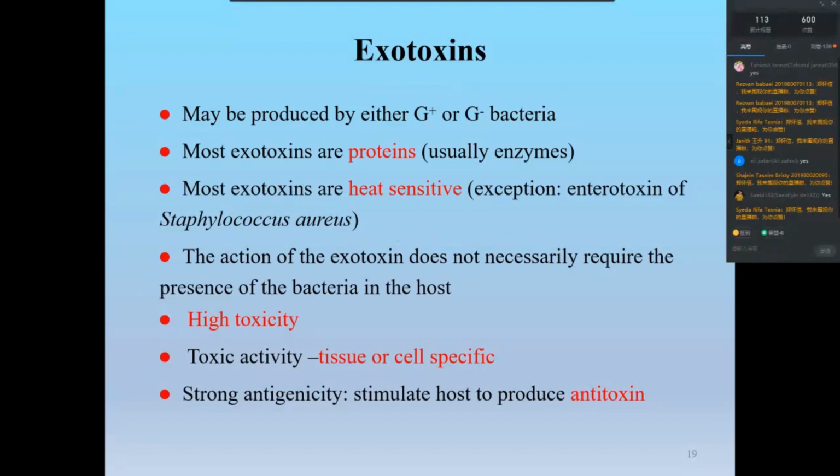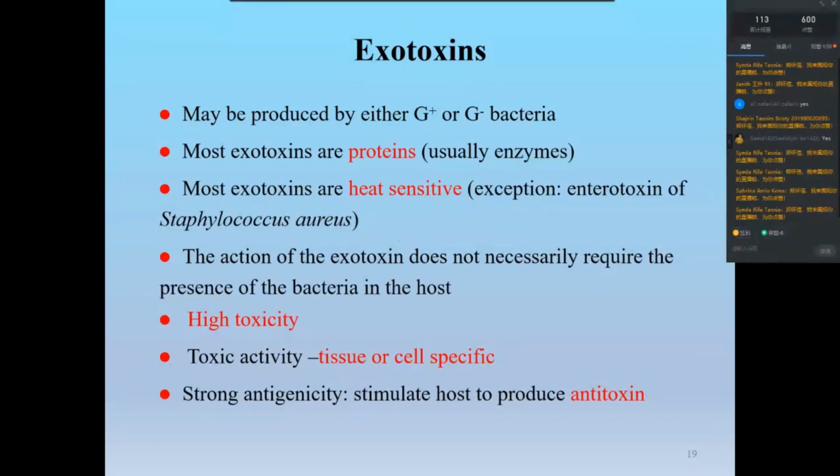Like some time ago, there was a news story in China. A family got food poisoning, and I think four out of six people in that family were killed. That was because of some exotoxin, because the food was not fresh, and some type of bacteria grew in that food and released exotoxin. Even though they cooked the food thoroughly and killed the bacteria, the toxin in it still can kill people.